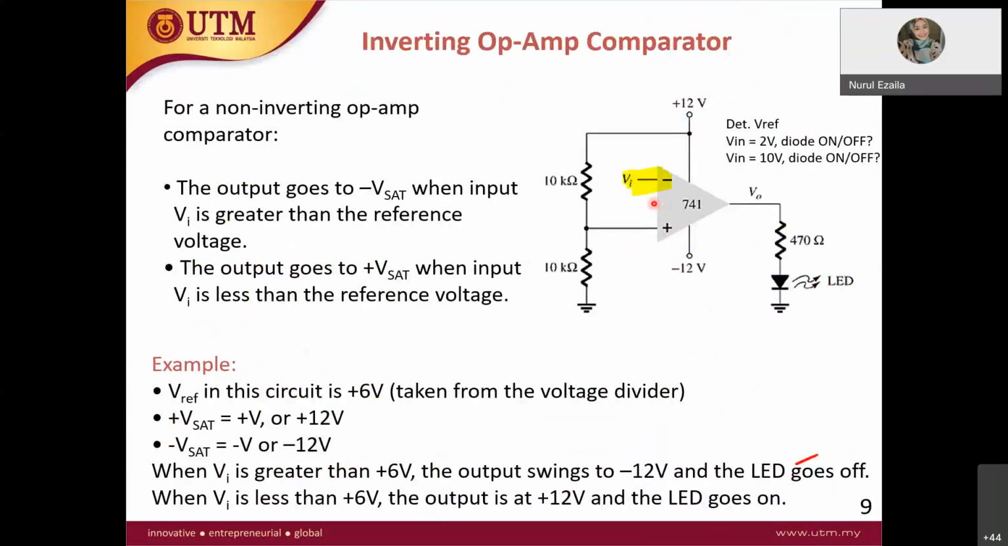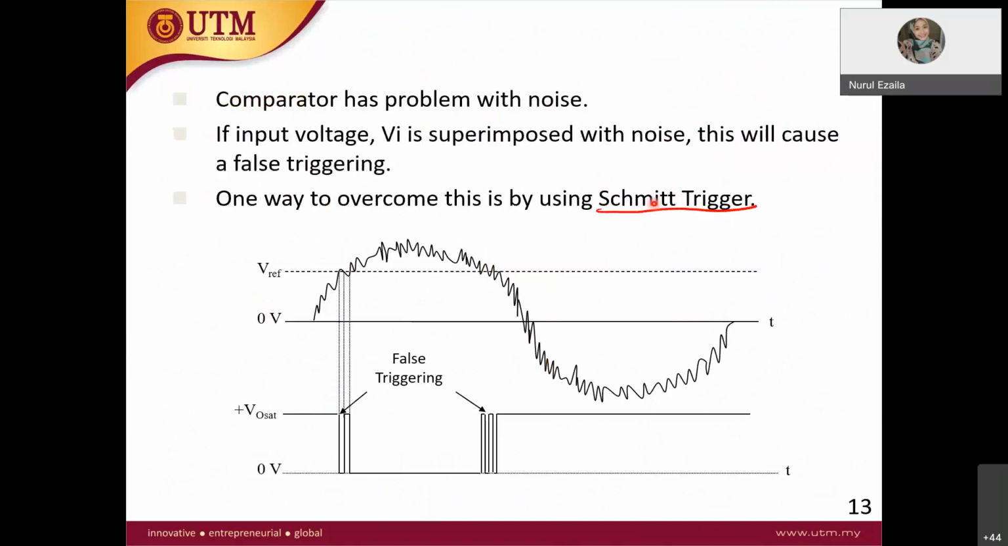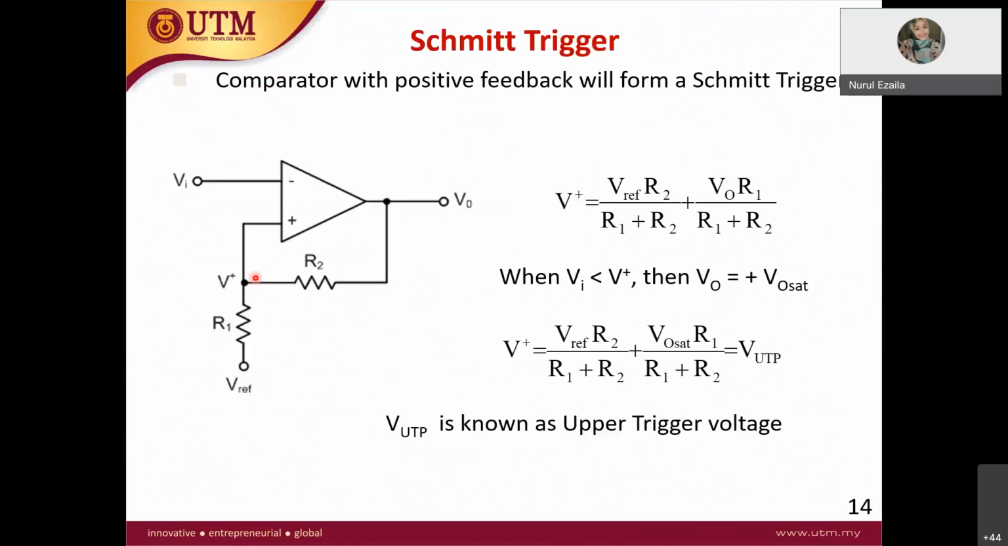So this is a comparator. But the Schmitt trigger has positive feedback. It has feedback from the output to the input, meaning this resistor R2 is the feedback resistor, which connects between input and output. Okay, so this is the Schmitt trigger.